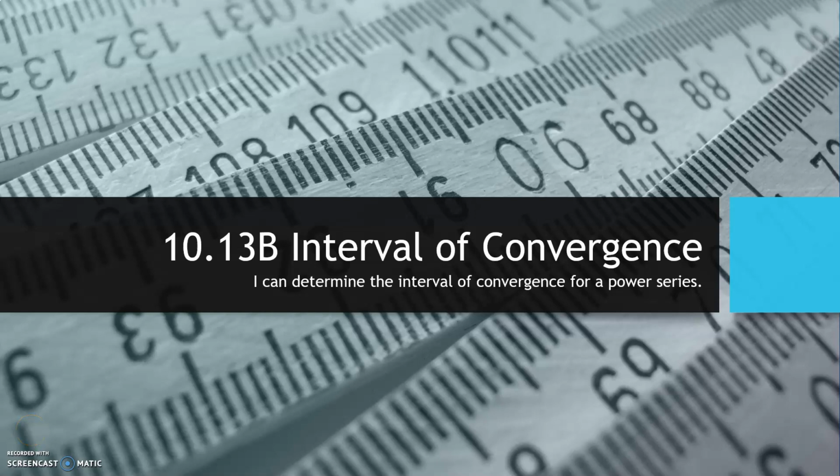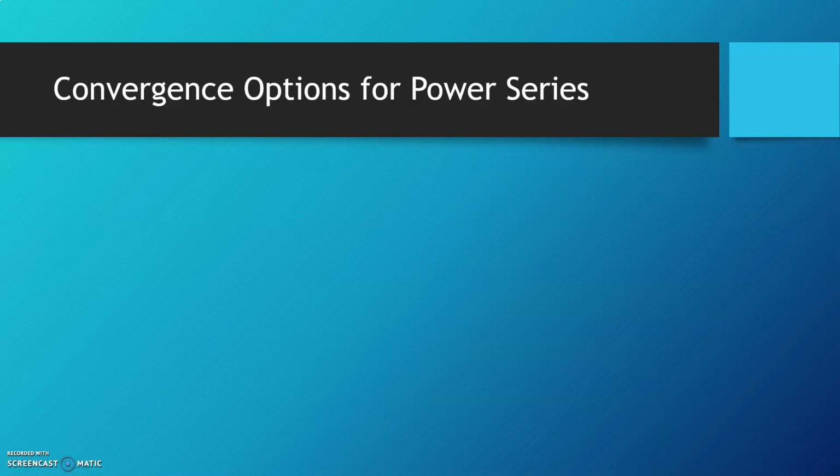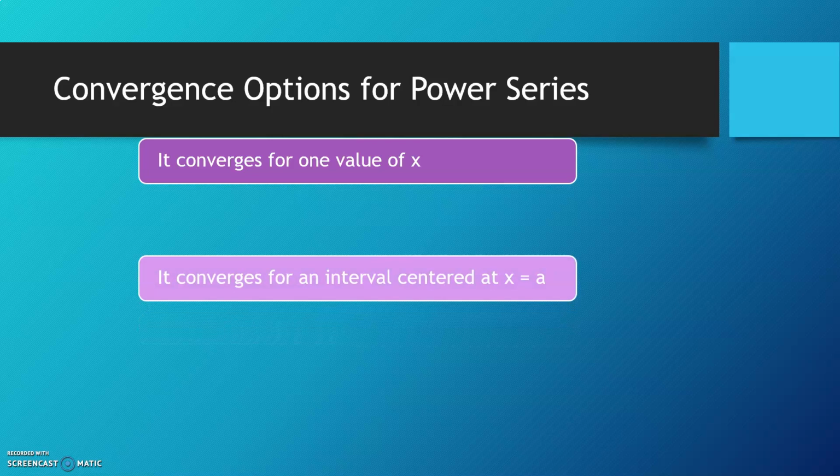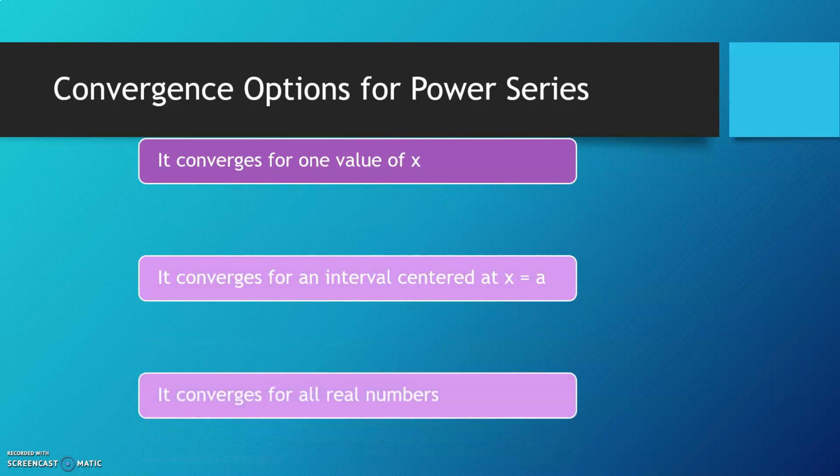The second half of 10.13b is about the interval of convergence. We talked yesterday about the radius of convergence, and this will help us decide what the exact interval is after we've found that radius. So a reminder that you have three options for convergence for power series. It could converge for just one value of x, it could converge for an interval centered at x equals a, or it could converge for all real numbers.